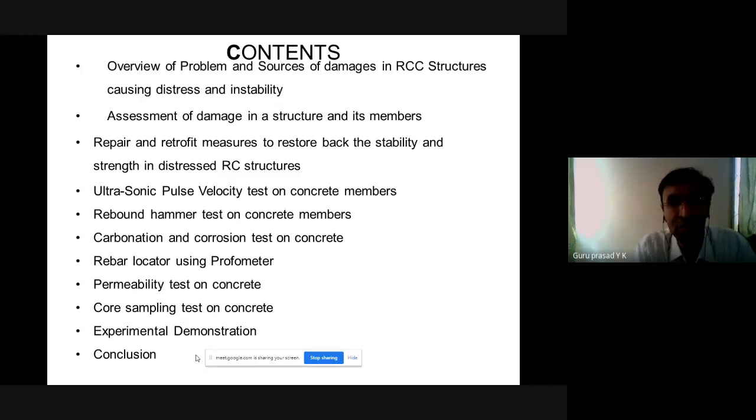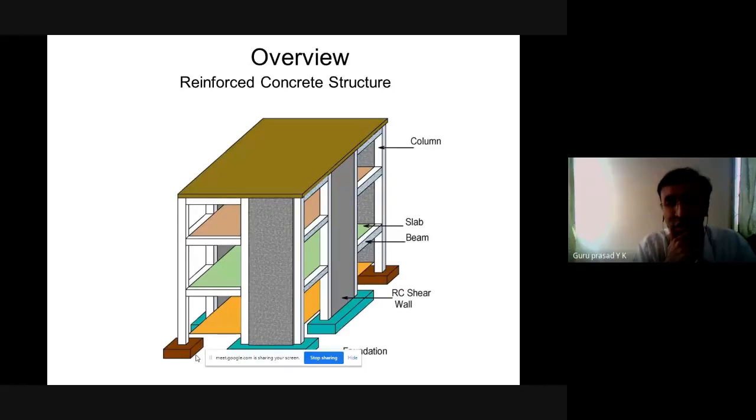Now, I would like to first talk about an overview of the structure. All of us in the domain of civil engineering know it is important to know what components are present in a structure. So what are the structural components in a building? All of us know, but I'm just going to give a very brief recap. A reinforced concrete structure will contain columns, beams, slabs, reinforced concrete walls, and definitely the foundation.